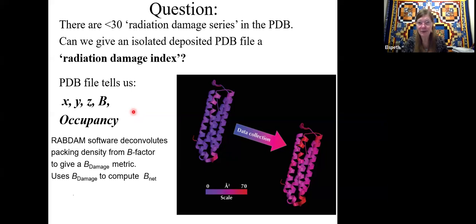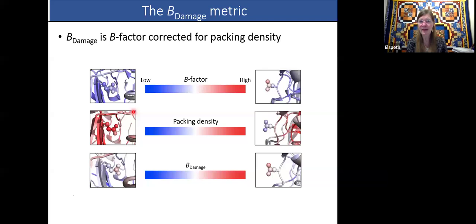So can we take an isolated PDB file, any random 100K one, from the Protein Data Bank and calculate how damaged it is? What we used for this was the radiation damage series in the Protein Data Bank, where we tested our metric to see if the signal was good, and it was good. I won't go into the detail of how we validated it, but what did we use? There is an issue here with the B factor.